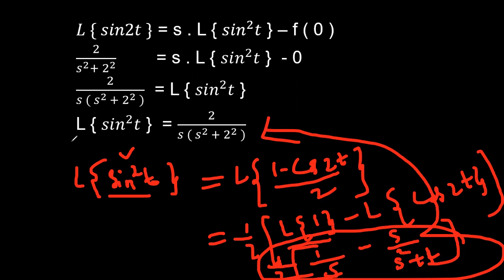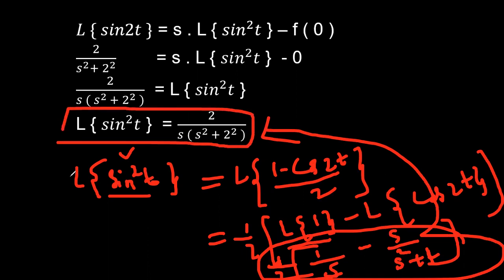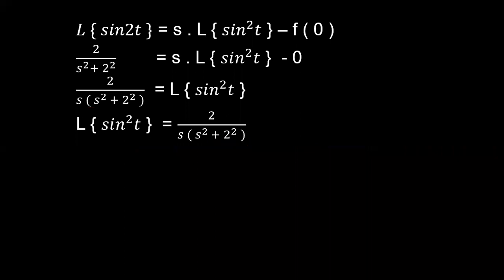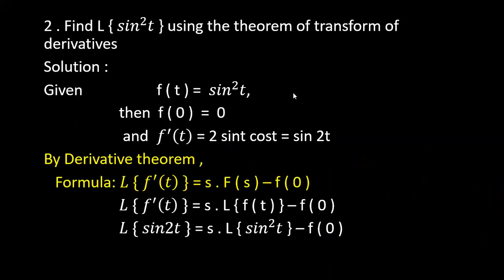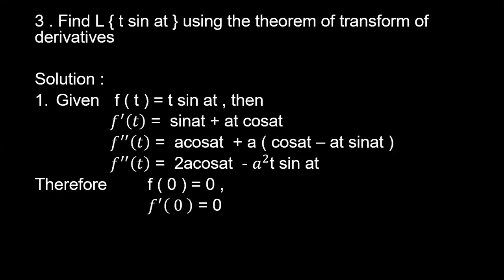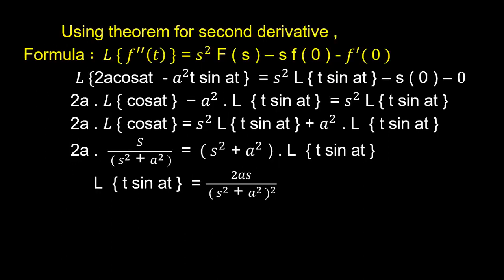You can get the answer either by using the derivative method, or by using the basic formula also. You can do it in any way. If the question asks to use the derivative method, then you can do it this way. You just have to remember the derivative formulas: the Laplace transform of the first derivative, the second derivative, or the nth derivative. If you remember the nth derivative formula, the remaining will be the same, and it can be very easy to simplify any type of derivative function. Okay, right.